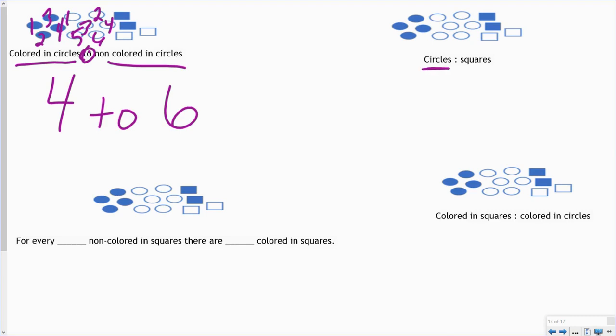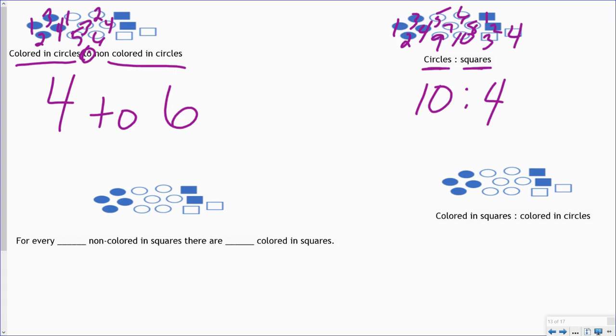Here I have circles. So I'm going to count 1, 2, 3, 4, 5, 6, 7, 8, 9, 10. So I have 10 circles, and they're using a colon. And I'm looking at squares. So now I have 1, 2, 3, 4 squares. So my ratio is 10 to 4, or 10 circles to 4 squares.